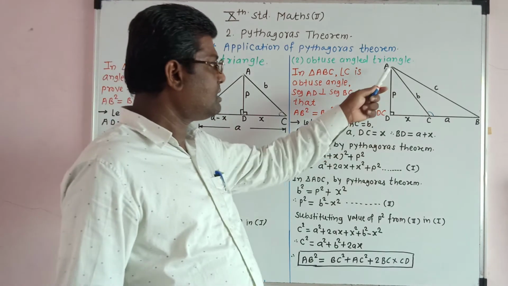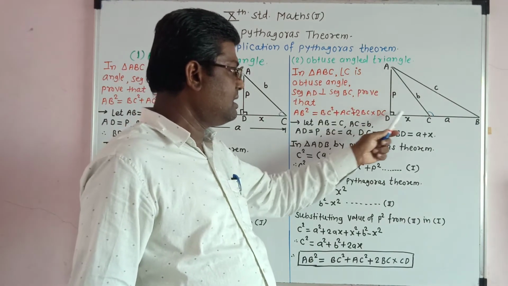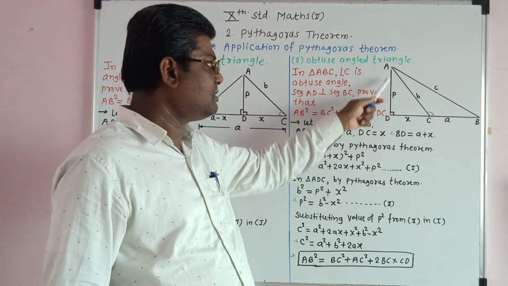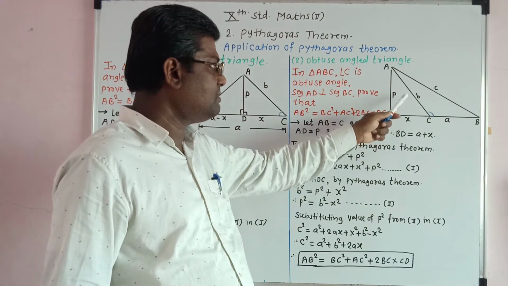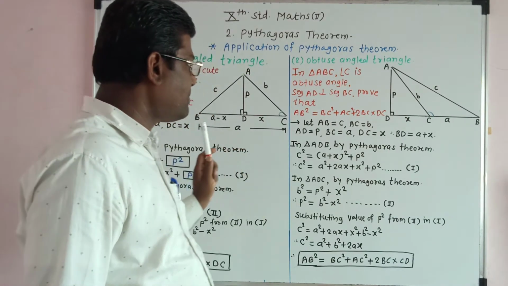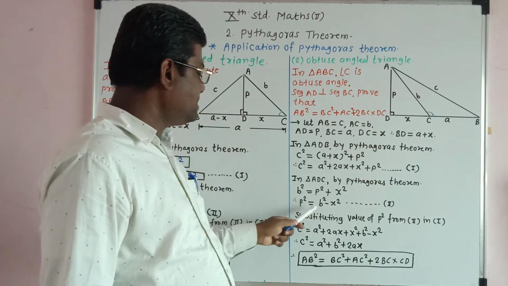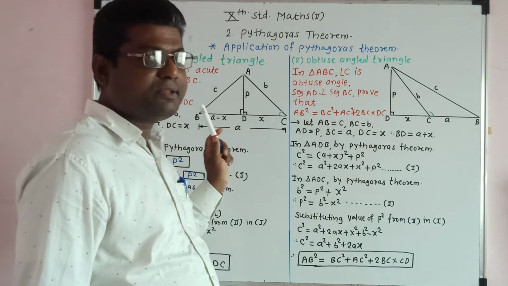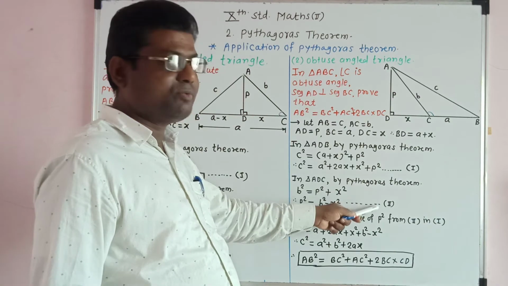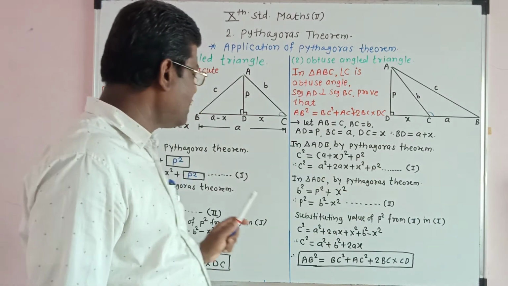Now consider another triangle, triangle ADC. In this triangle b is the hypotenuse and perpendicular sides are p and x. From this b square is equal to p square plus x square. Find the value of p square. p square is equal to b square minus x square. Put this value of p square from equation 2 in equation 1.